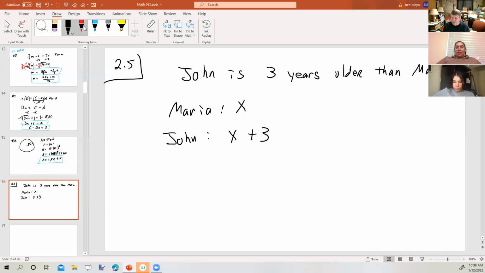Notice this is a comparison statement. The person at the front is being compared to the person at the end. So in a sense, Maria is the center of the universe for this problem. John is being compared to Maria.